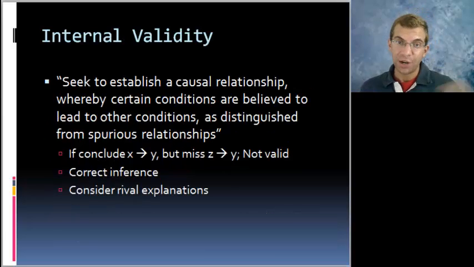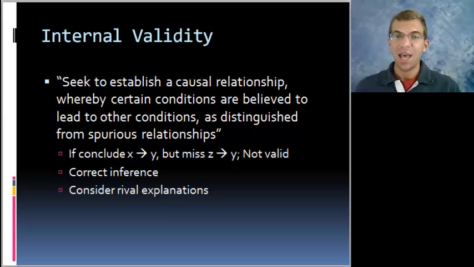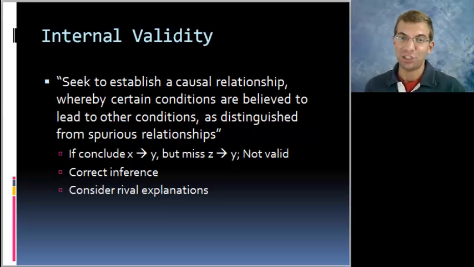So internal validity, on the other hand, seeks to establish a causal relationship whereby certain conditions are believed to lead to other conditions as distinguished from spurious relationships. So there's a lot going in there, but we're going to break it down. So if I want to try to conclude that X causes Y, but I miss out that Z causes Y, then it's not valid. This is the typical thing of, oh, there seems to be more crimes when people eat more ice cream from the ice cream truck.